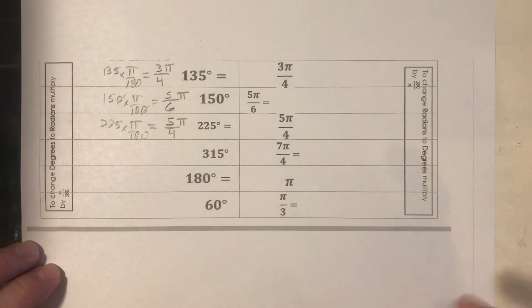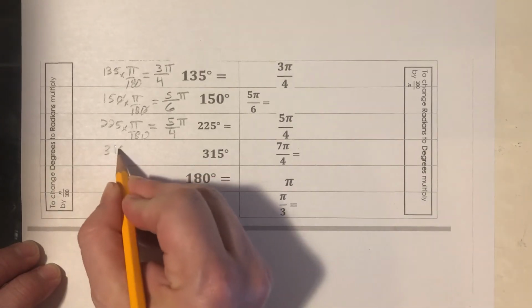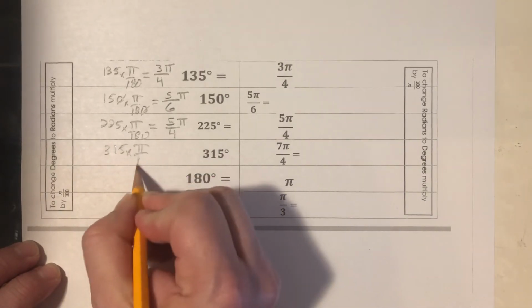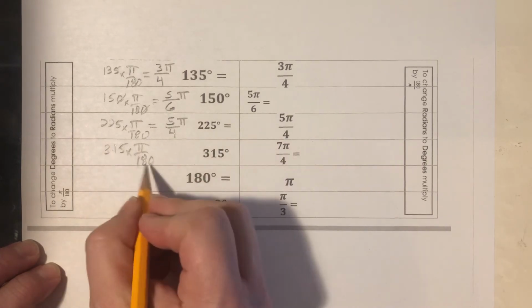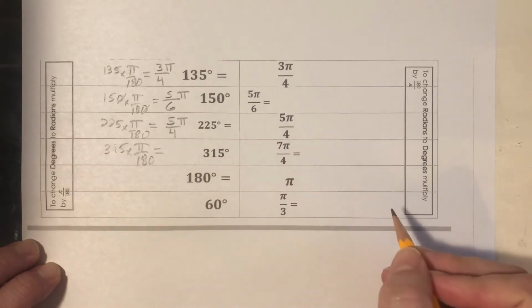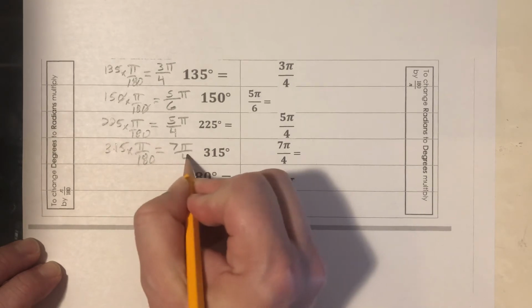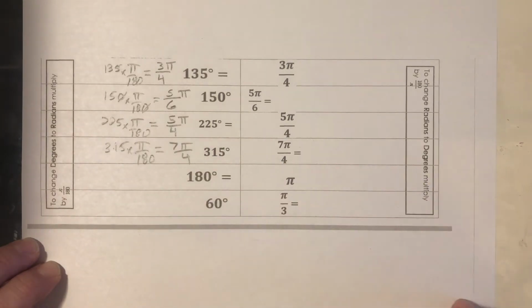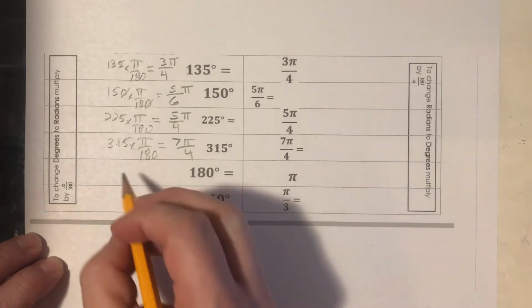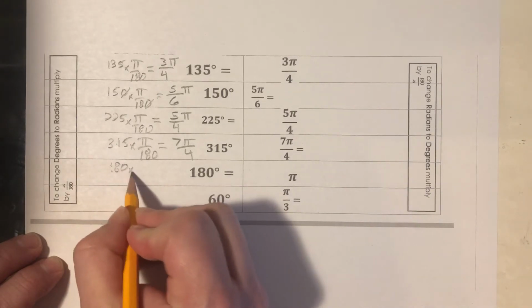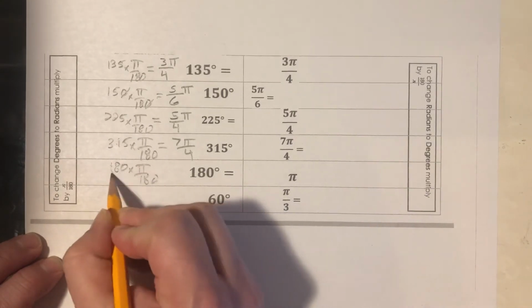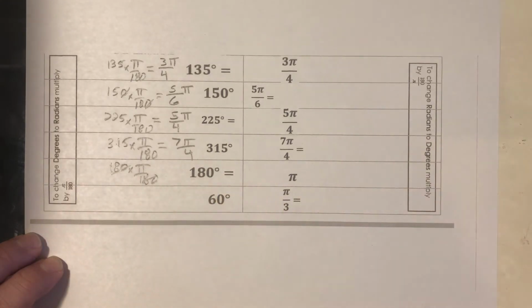Next problem, we've got 315 degrees. So I take the 315 times pi over 180. And again, both of those are going to be divisible by 45. So it's going to end up being 7 pi over 4 radians. Okay, so 180 degrees. I'm just going to do 180 times pi over 180. And as you see, the 180s just cancel out. So you're left with pi radians.